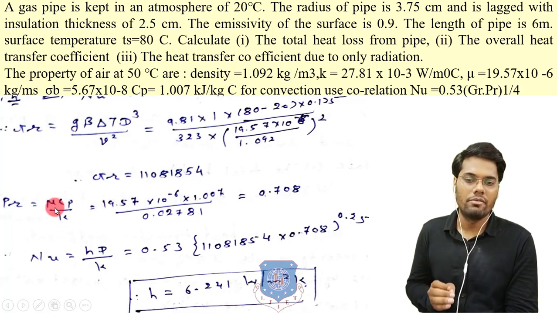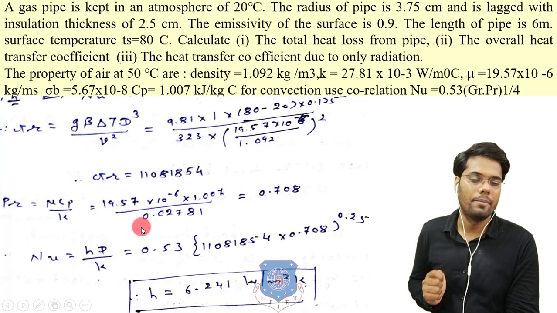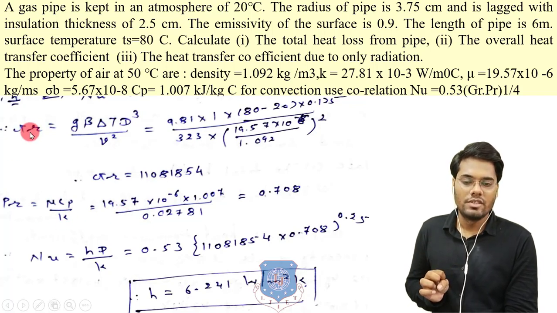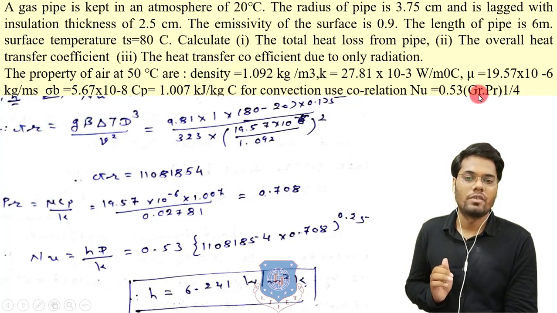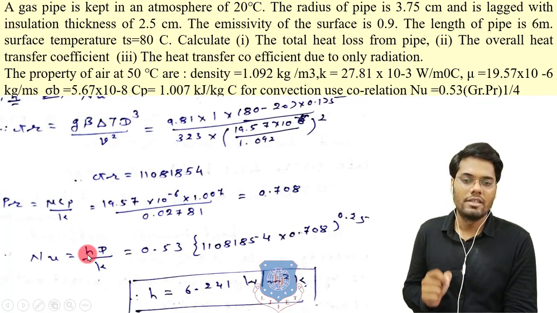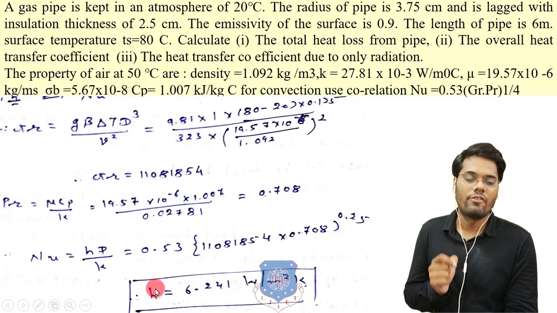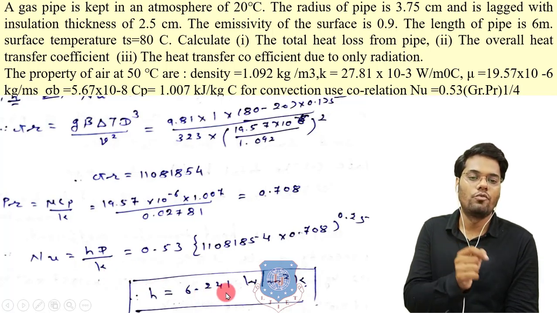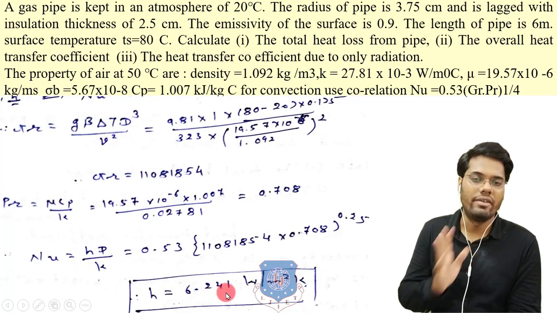Now Prandtl number can easily be calculated by mu Cp by k. We know the value of dynamic viscosity, specific heat and conductivity. So by using Grashof and Prandtl in this equation, we can easily calculate the value of Nusselt number. And from Nusselt number equal to h D by k, we can find the value of h, which is 6.241 watt per meter square Kelvin.